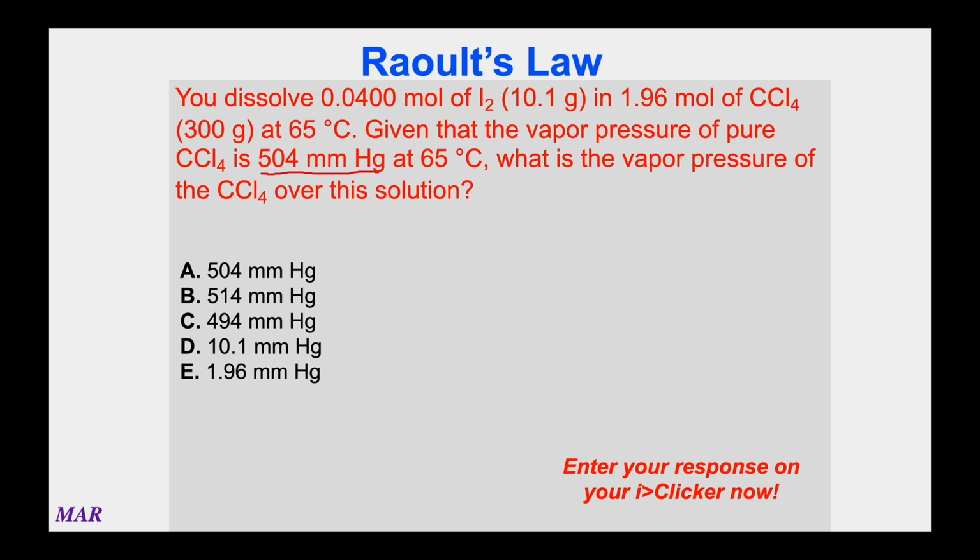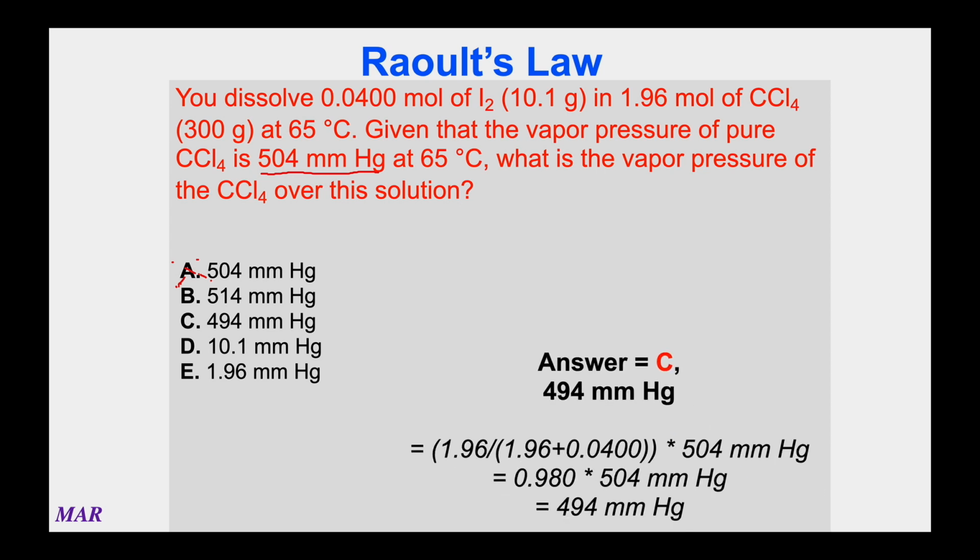And again, right away, it's not going to be the same as 504 because the vapor pressure is going to go down. It's also not going to be equal to or greater than 504 because the number is going to go down, not go up. I would suspect it's going to be 494. Usually the vapor pressure doesn't go down that much, and I kind of think that might be the case. But let's do the math, all right?